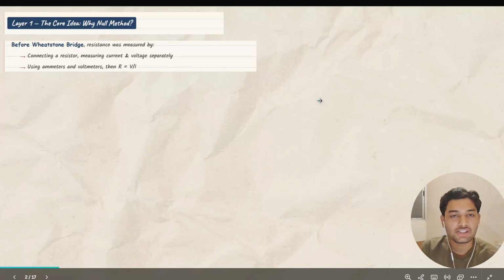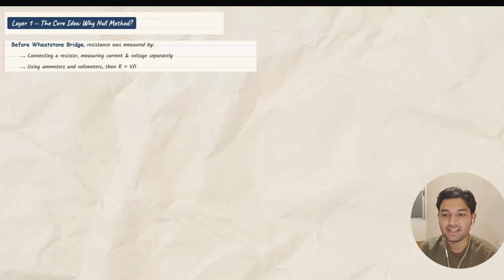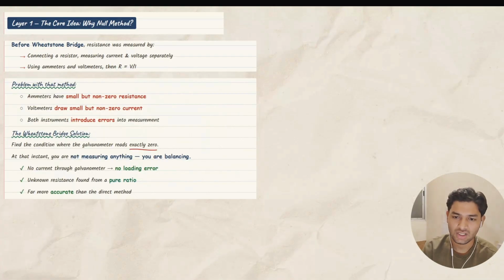So the first topic, layer one, the core idea: why the null method. Before Wheatstone Bridge, resistance was measured by connecting a resistor and measuring current and voltage separately using an ammeter and voltmeter. Then R equals V by I, which is what we call Ohm's law. So what was the problem with that method?